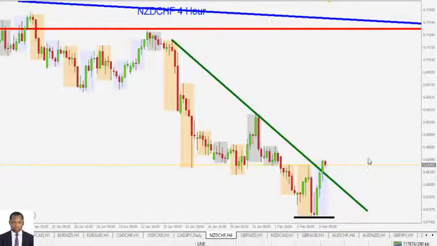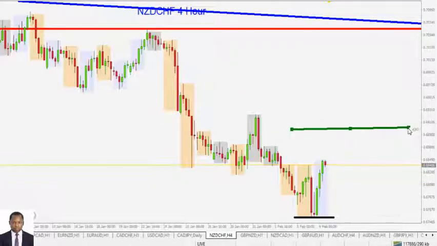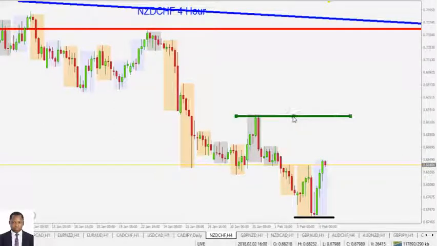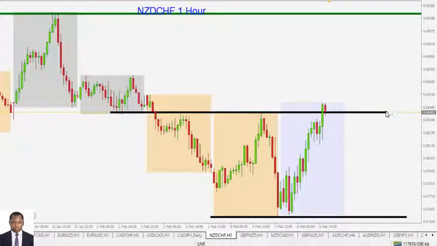New Zealand dollar against the Swiss franc. Anything here to follow? Nothing really. Don't trade a trend collapse or setup here. Let's remove this level. Okay, keep it here. 1 hour time frame. This should be there. This one here is already broken. Keep it there. Okay, nothing to trade.